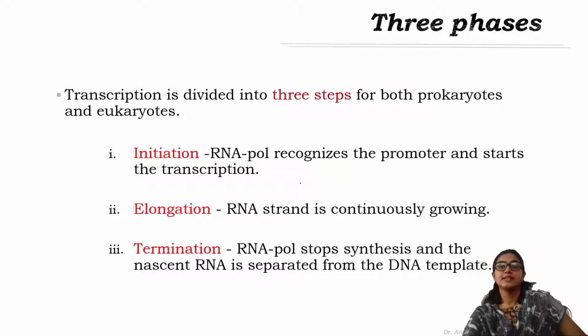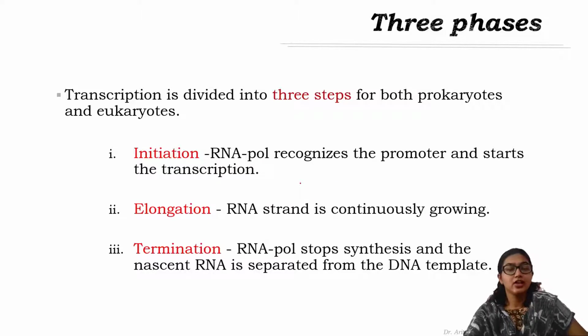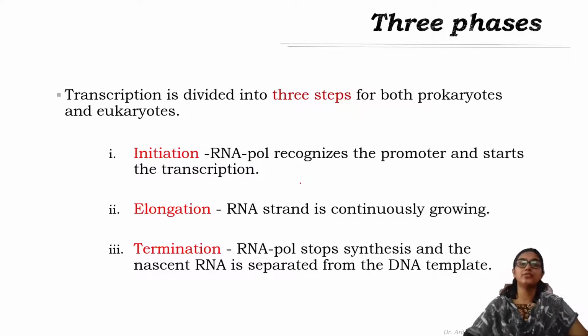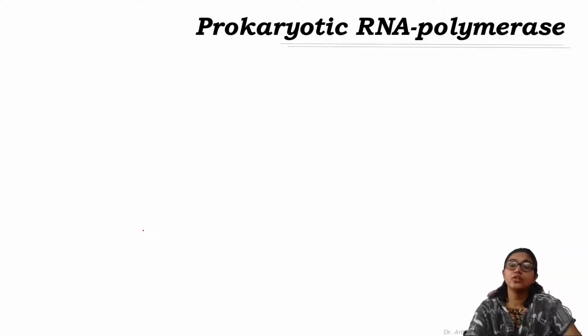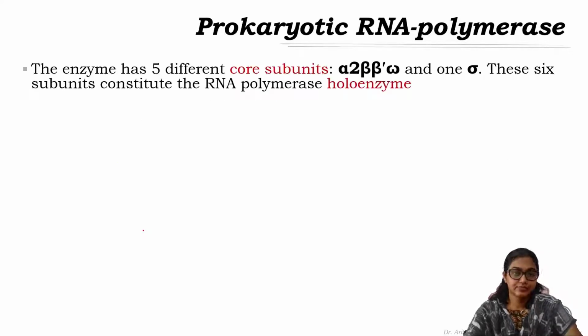Now just like replication, in transcription also there are 3 different phases. That is initiation of transcription, where the transcription has started; following the preliminary initiation phase, there is strand elongation in the elongation phase; and finally there is termination of transcription. So these are the three different phases. Let's see prokaryotic RNA polymerase in detail.